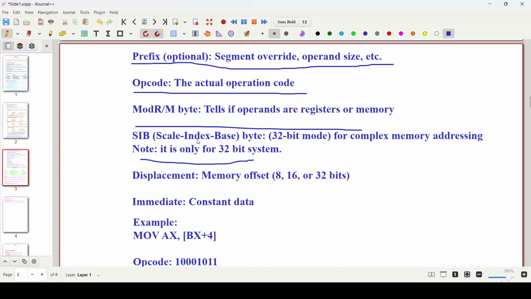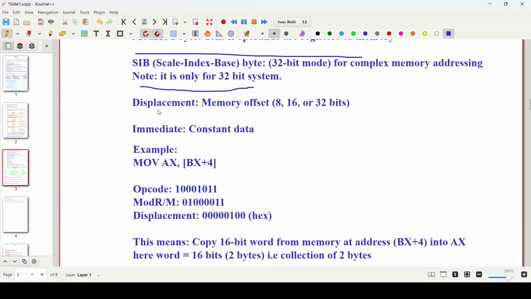SIB stands for scale index base byte. Okay, the SIB byte is for complex memory addressing in 32-bit mode. And please note that SIB is only used for the 32-bit system. You cannot use it for 64-bit. Okay. And displacement means a memory offset.